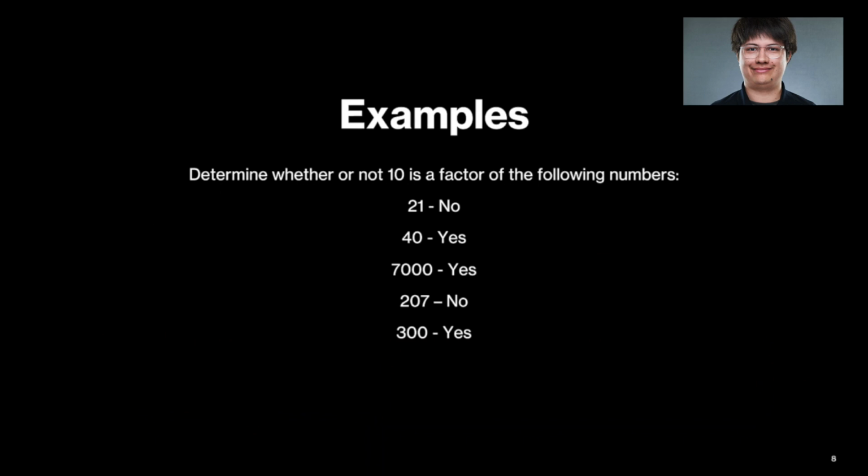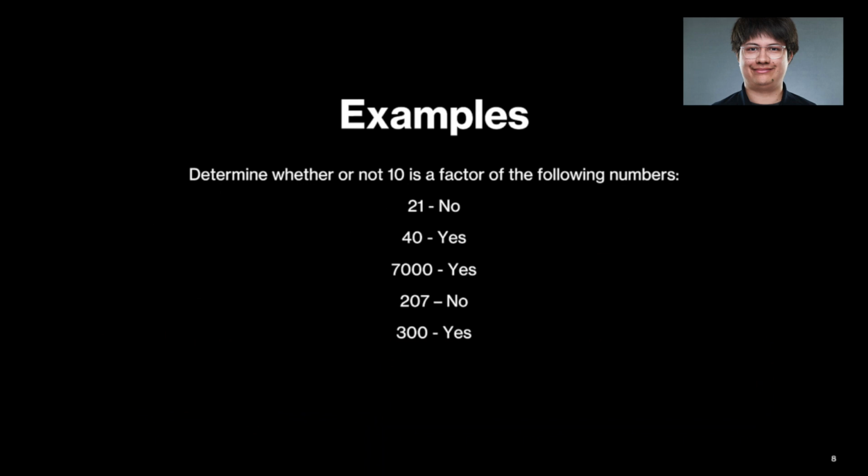So for example, if we start with 21, well, in this case, 21 doesn't end with 0, so because of that, 10 is not a factor. Okay, well, what about 40? Yes, because it ends with 0. How about 7,000? Yes, because the last digit is 0. So even though it's a big number, our rule will still apply.